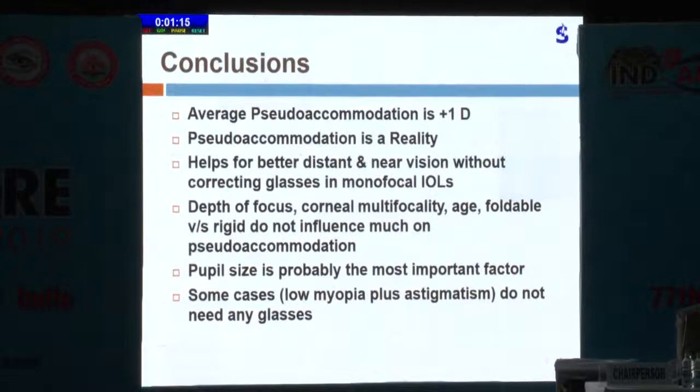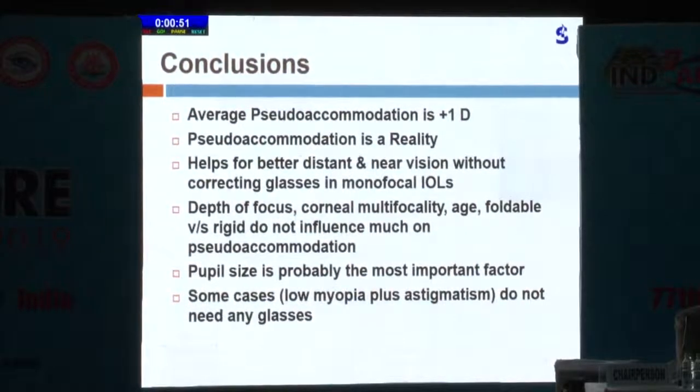The pseudo accommodation is a reality. It gives you better distant and near vision without correcting glasses in monofocal IOLs. The depth of focus, corneal multifocality, age, foldable versus rigid, do not influence the pseudo accommodation much. But the pupil size is probably the most important factor. In some cases with low myopia plus astigmatism, they did not need any glasses. And to update, we have more than 150 cases in this study, and almost the results are the same. The pupillary diameter really works.